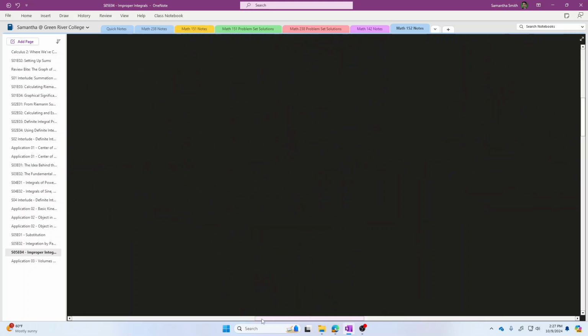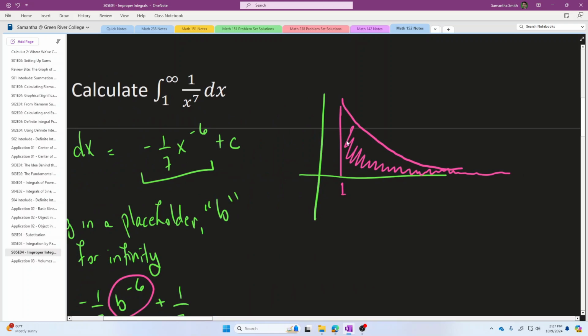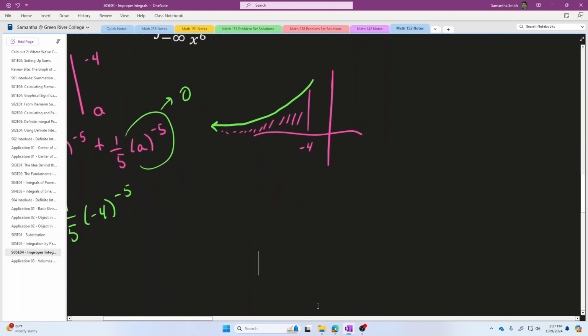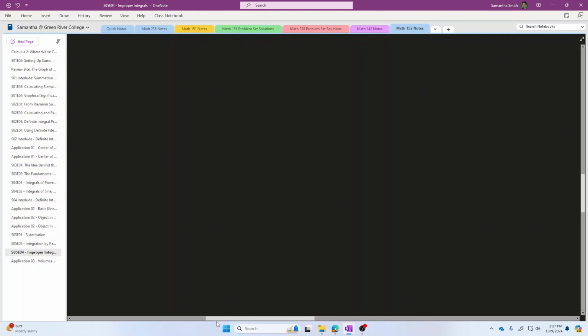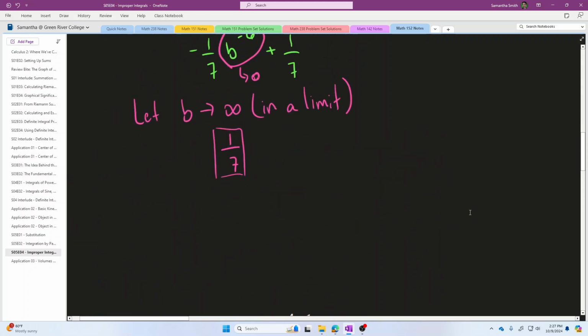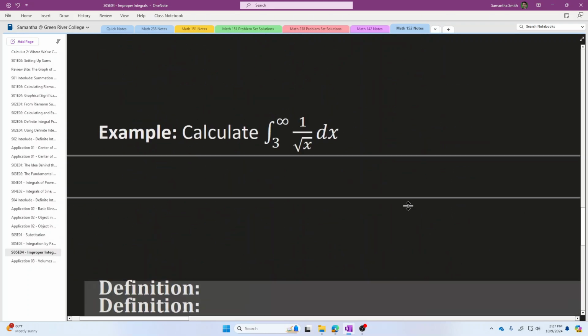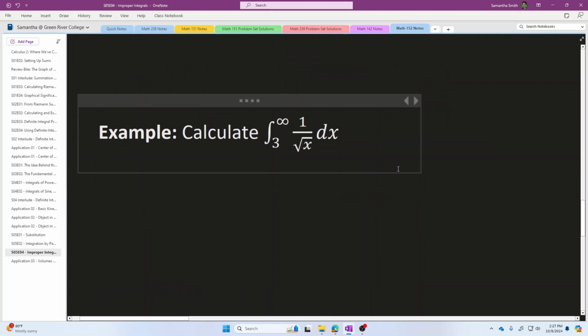That we were able to, in some sense, calculate the area of an infinite region, extending infinitely to the right or infinitely to the left, and we were able to get a finite value from that calculation. This has happened in these two cases, but it doesn't always occur that you get a finite number from a calculation like this. To give you an example of a situation like that, let's consider the integral of 1 over the square root of x dx, where x is going from 3 to positive infinity.